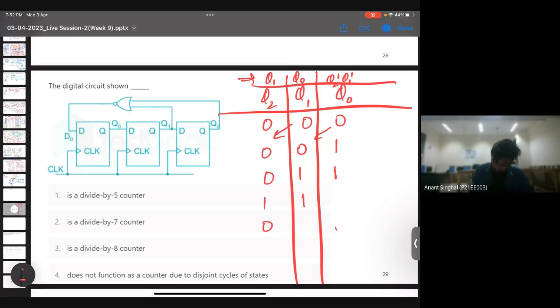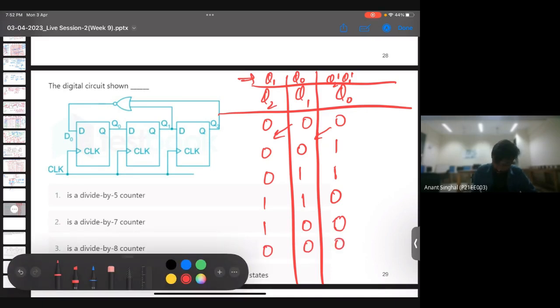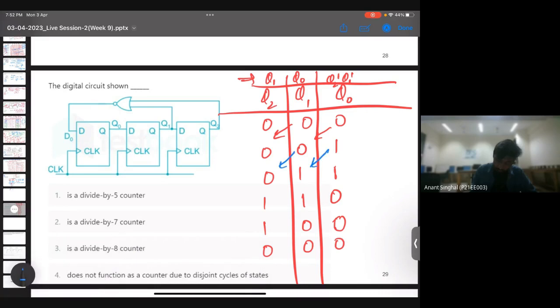This will be 1, 1, and then 0. This will be 1, 0, and then 0. This will be 0, 0, and then 0. Yeah. All of you are getting the same answer? Anyone? So we are getting 1, 2, 3, 4, 5 states. So it will be a mod 5 counter, which is nothing but a divide by 5 counter.